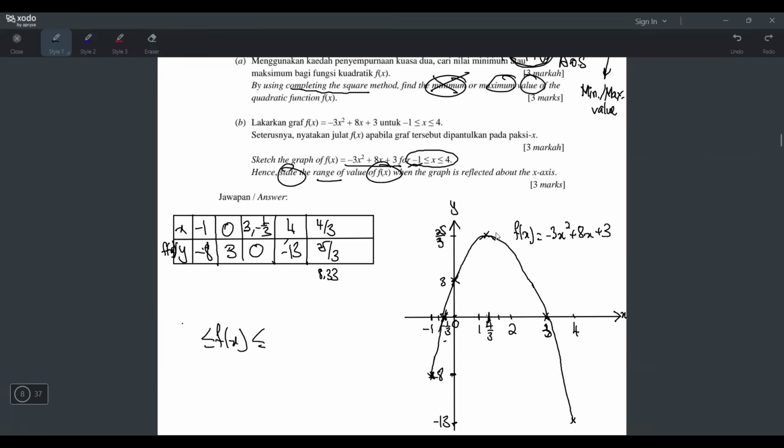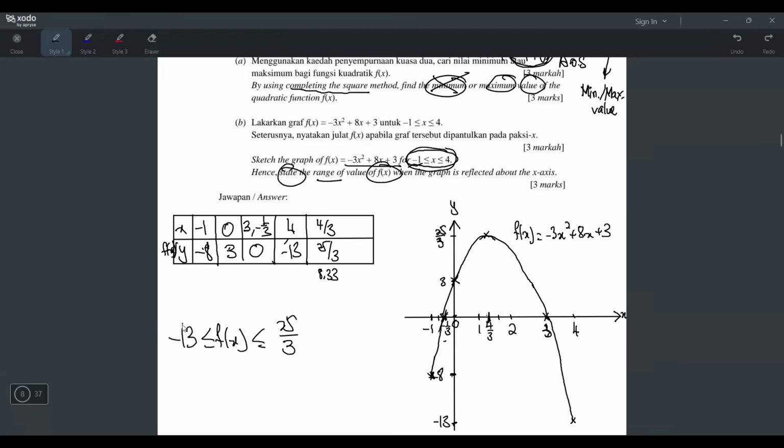you will look at the highest point and the lowest point. If you want the range of x, you look at the paling kiri point and paling kanan point. But if they want the range of f(x), you look at paling atas and paling bawah. And you will look at the y coordinate. So it will be 25 over 3 and then negative 13, right? But this one is before reflect. So before reflect is negative 13, 25 over 3, right? The smaller value you have to put in front. Okay, memang macam tu kan.